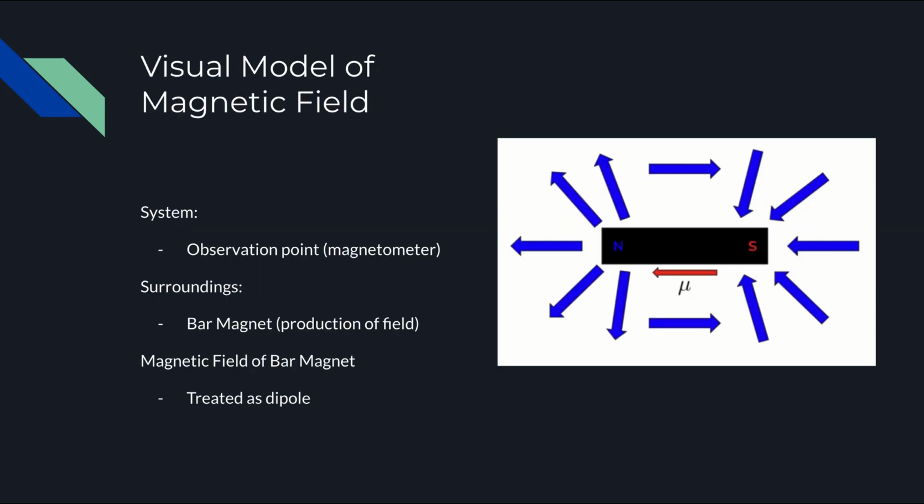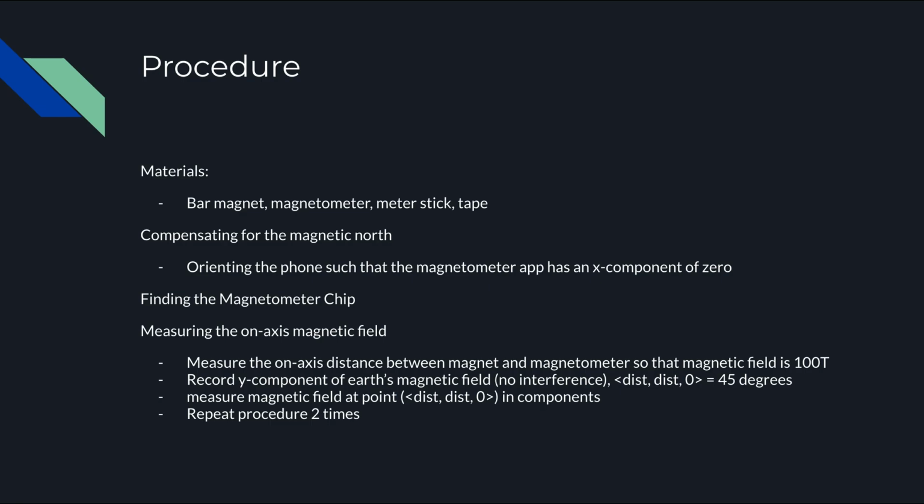The visual model of the magnetic field is to the right, and the system is the observational point, or the magnetometer. The surroundings is the bar magnet, which produces the field, and the magnetic field of the bar magnet is treated as a dipole. For the procedure, the materials needed were a bar magnet, a magnetometer, a meter stick, and tape.